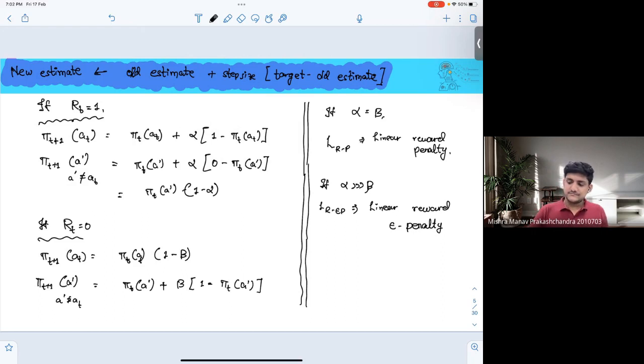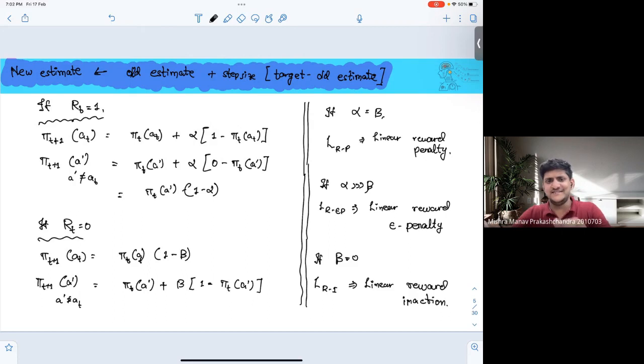Okay. Similarly, if my beta is zero, that means all I'm doing is I'm not penalizing it for any bad action. I'm only rewarding it for good action. So this is linear reward inaction. Okay. So based on the binary bandit problem, I can define three different types of binary bandits. One is LRP, one is LR epsilon P, one is LRI. Okay. So far, so good. You guys are still with me?